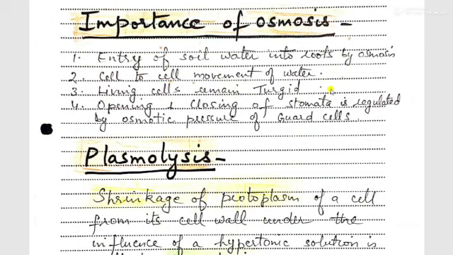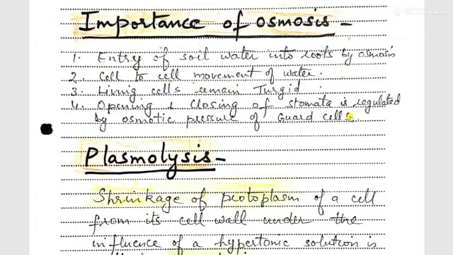So in summer season the leaves droop. Turgidity is finished because water is finished inside. So due to osmosis the cells remain turgid. Fourth, opening and closing of stomata is regulated by osmotic pressure of guard cells. So this also is controlled by osmosis.